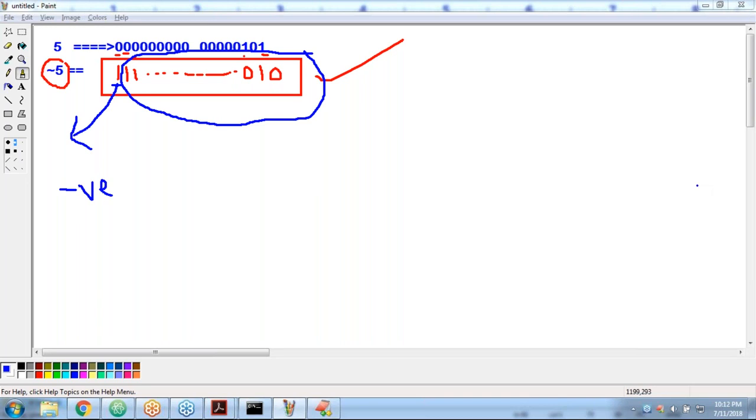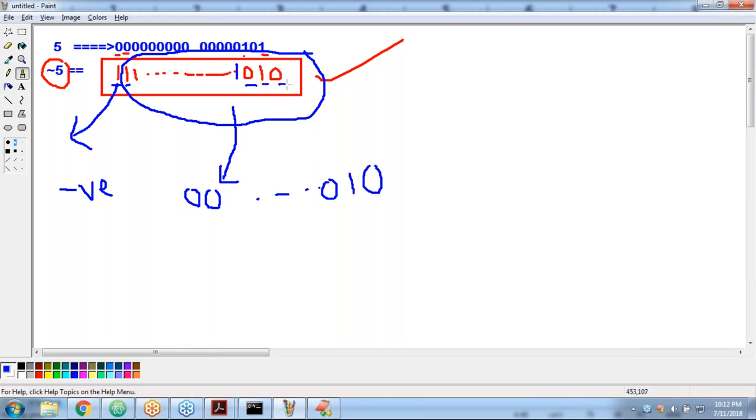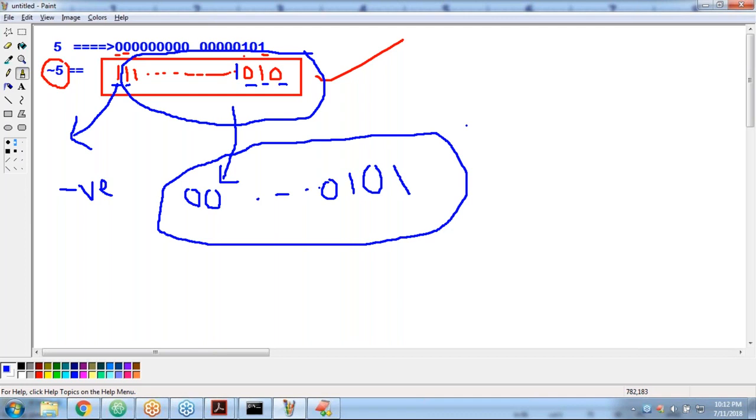Remember this one. Now, what is the next thing we have to do? How do we find 2's complement? Very simple. First find 1's complement. 0 0 0 0, then this 0 will become 1, this 1 will become 0, and this 0 will become 1. Okay, this is 1's complement. That is how to find 1's complement.